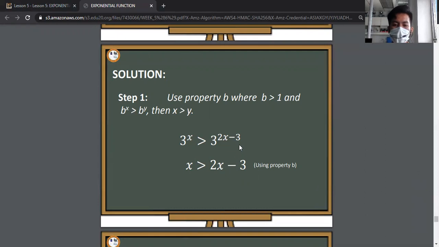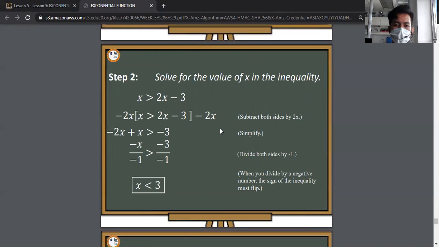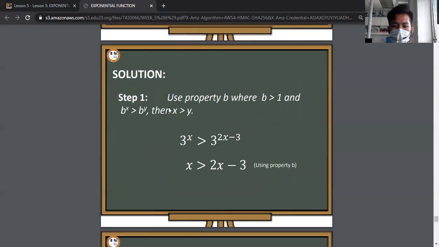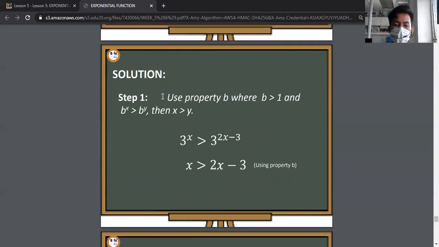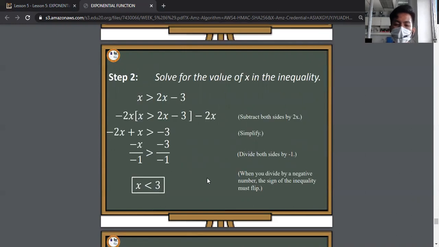So dahil parehas na po yung base po natin which is 3, proceed na po tayo sa pinaka-exponent po natin na x and 2x minus 3. Then, use property B po natin, babalik na rin po natin yung inequality symbol po natin. So, kanina po, nakalagay po dito is greater than pa rin po. Then, proceed po tayo sa our solution. So, x greater than 2x minus 3.